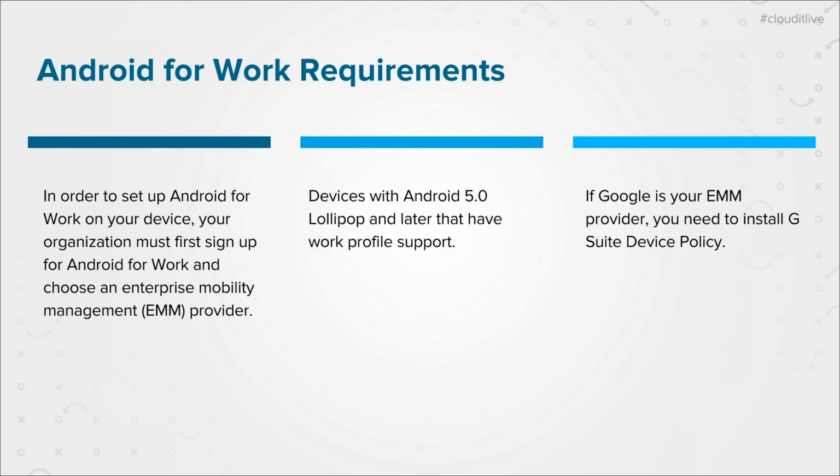Another requirement is devices have to have Android 5.0 Lollipop and later that support the work profile, which is key. This is what allows you to do everything in Android for Work. So if they don't have that version of Android with the work profile support, they're not going to be able to take advantage of this. And then the last requirement is if Google is your EMM provider, you just have to install the G Suite Device Policy app from the App Store. And once you have that app installed, you pretty much got everything you need to go.